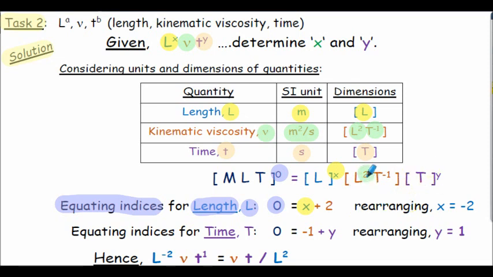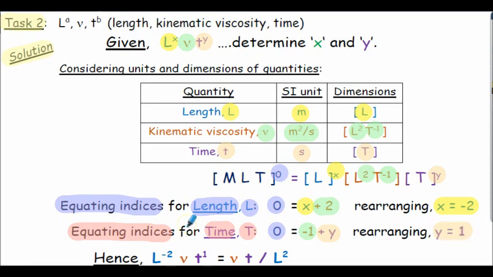And we also have L to the power of 2, so add 2 to the equation. So one unknown in one equation, we can solve that directly by subtracting 2 from both sides of the equation. So we can clearly see that x is equal to -2, and if we equate indices for the time dimension capital T, again on the left hand side we have t to the power of 0, and on the right hand side we have t to the power of -1, so there's -1 in the equation. We have t to the power of y, so I add my y to the equation. Again, one unknown in one equation, we can solve directly for y, add 1 to both sides, we have y is equal to 1.